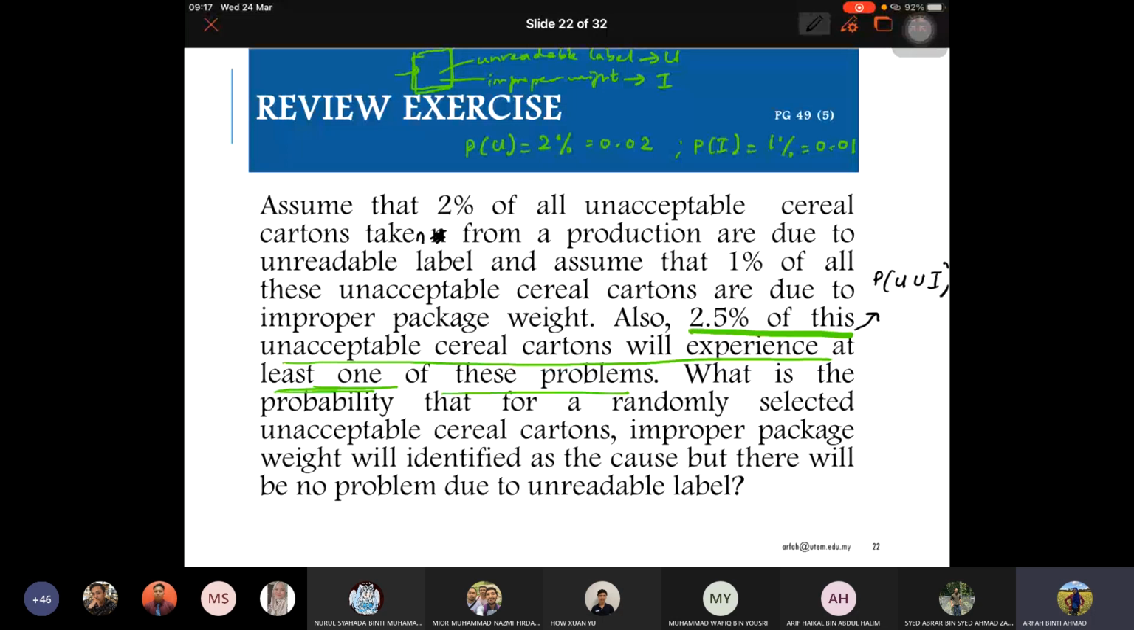Okay, so list down all the information. Ini soalan yang dia bagi. Ini semua information yang dia bagi. Dan soalan dia, what is the probability that for a randomly selected unacceptable serial cartoons?